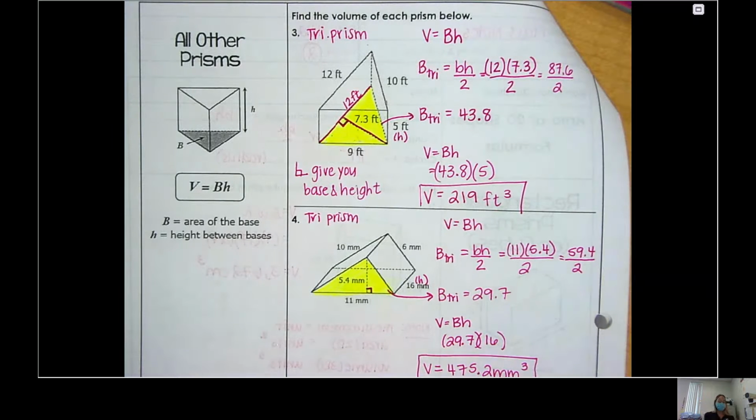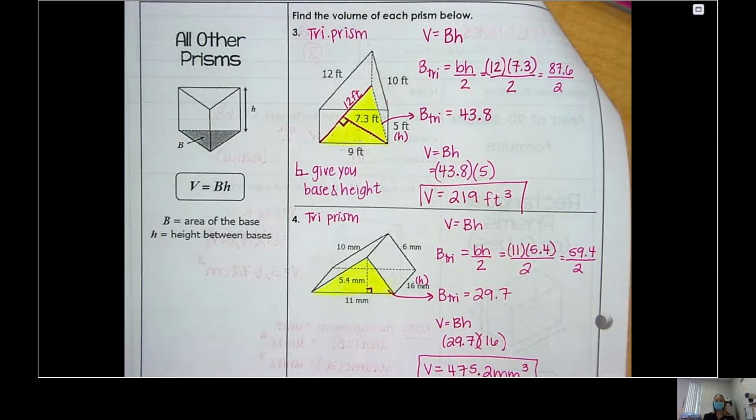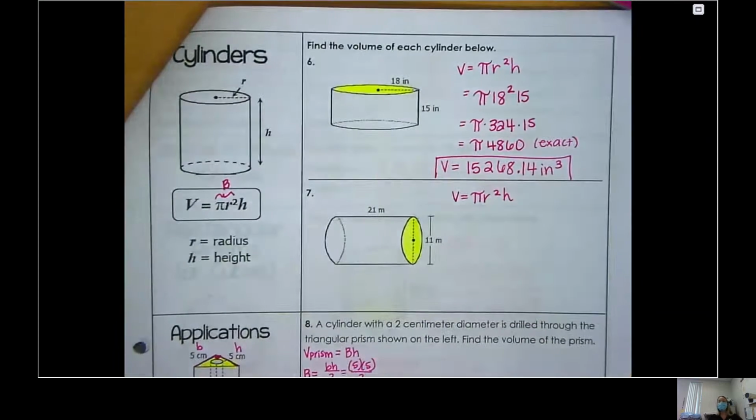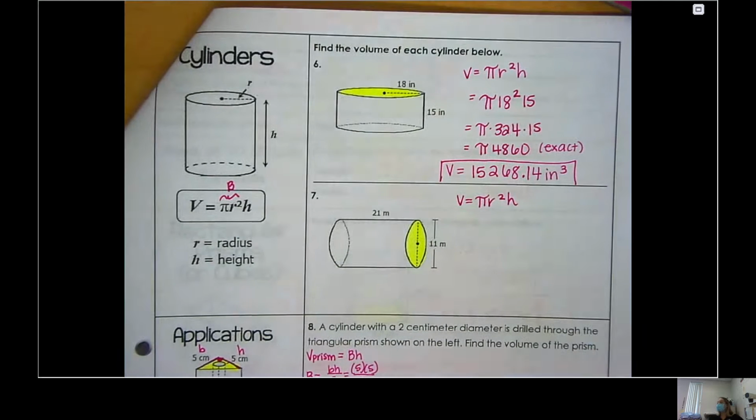So we did a couple triangular prisms yesterday, finding the area of the triangle at the bottom and then multiplying times the height of the whole prism. So that was question 3 and 4. And then we also finished question number 6 and 7, which was cylinders, volume of a cylinder. And again, it was the same idea. You found the area of the circle at the bottom, and then you multiplied it times the height of the cylinder.